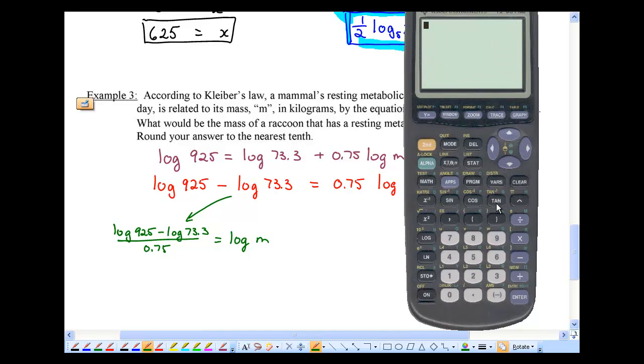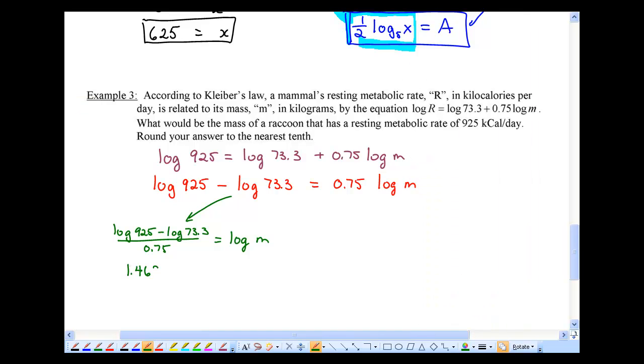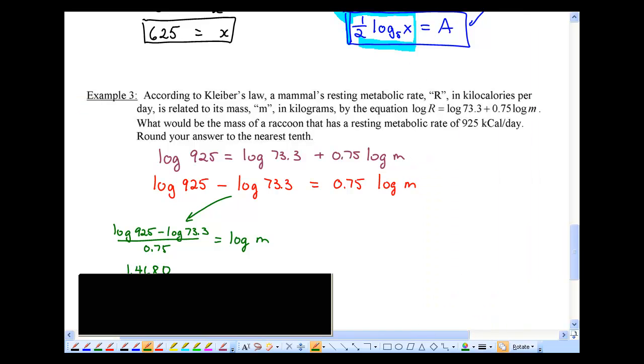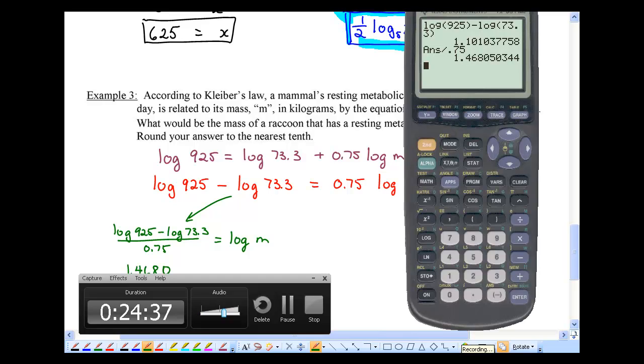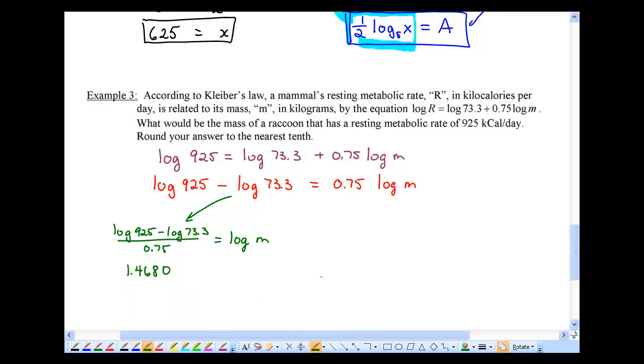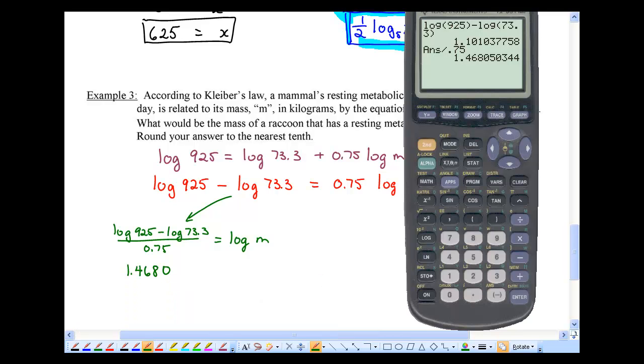So log 925, take away log 73.3. Okay, press enter first, do the subtraction first, then divide by 0.75. Okay, 1.4680. Oops, wrong one. Minimize. 1.468050344.